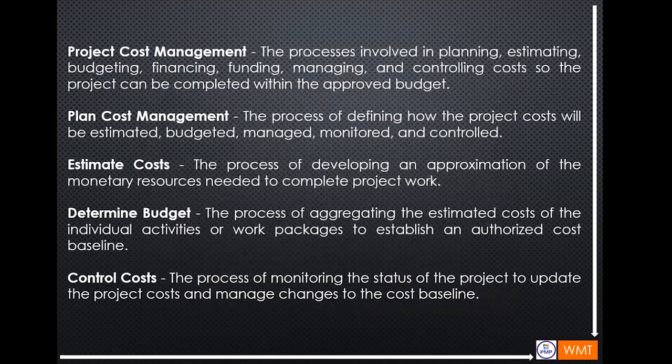So for the plan cost management, the process of defining how the project costs will be estimated, budgeted, managed, monitored, and controlled. The estimate costs, the process of developing an approximation of the monetary resources needed to complete the project work. Then the determine budget, the process of aggregating the estimated cost of the individual activities or work packages to establish an authorized cost baseline. Then control cost, the process of monitoring the status of the project to update the project costs and manage changes to the cost baseline.